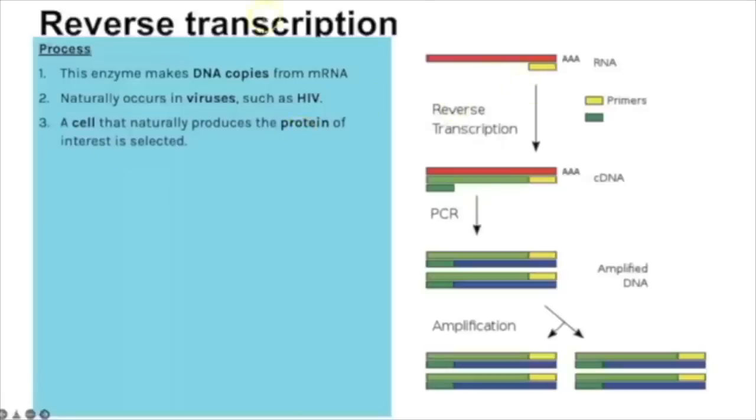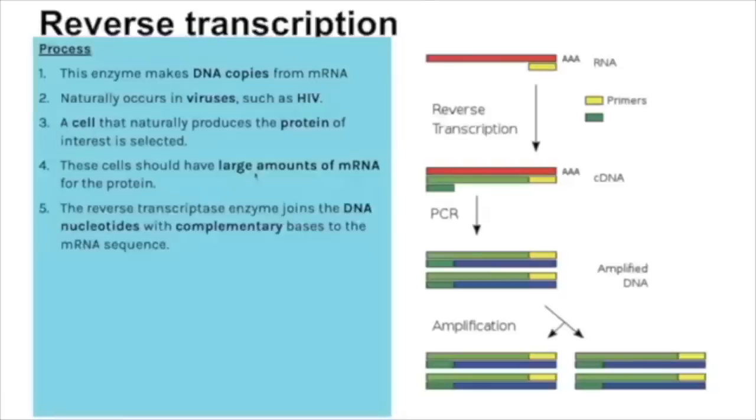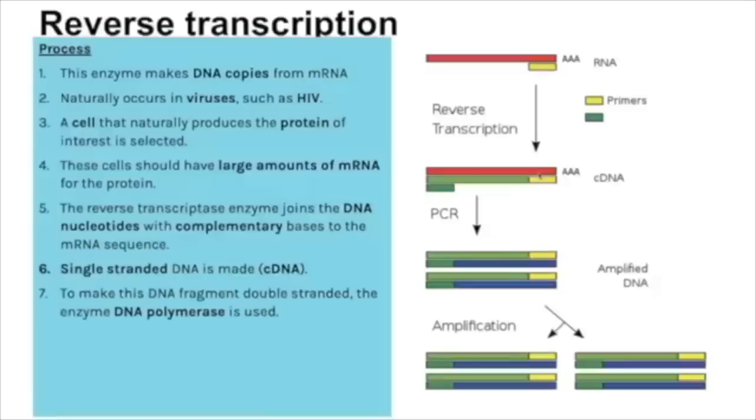What you would then do is you would find a cell that produces lots of the protein of interest. Then from that cell, you should be able to find large amounts of the mRNA that will code for that protein. You can then isolate that mRNA and add the enzyme reverse transcriptase. And that will join the DNA nucleotides with complementary bases to the mRNA sequence. You will then have created a DNA sequence, but it will only be single-stranded. To make the DNA fragment double-stranded, the enzyme DNA polymerase is then used to create that second strand.